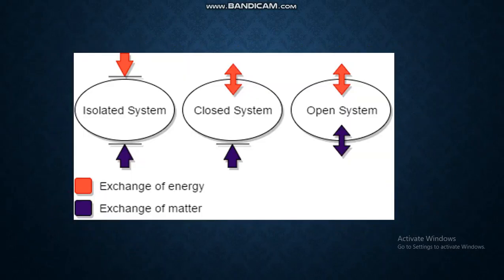So we can see it in a simple diagram. You can see open system, in which exchange of energy and exchange of matter both take place. Closed system, only exchange of energy takes place, no exchange of matter. Isolated system, no exchange of energy, no exchange of matter. So in this way we can easily understand the three systems.